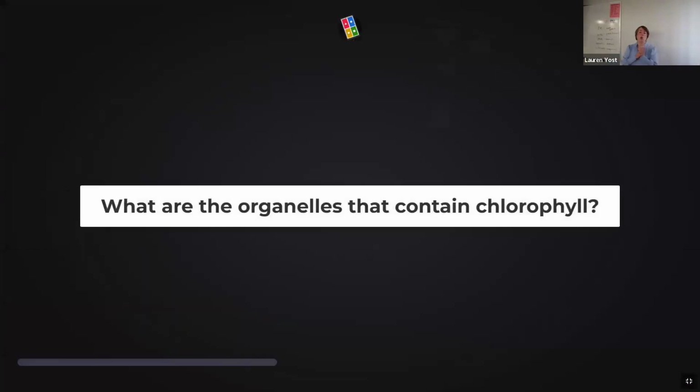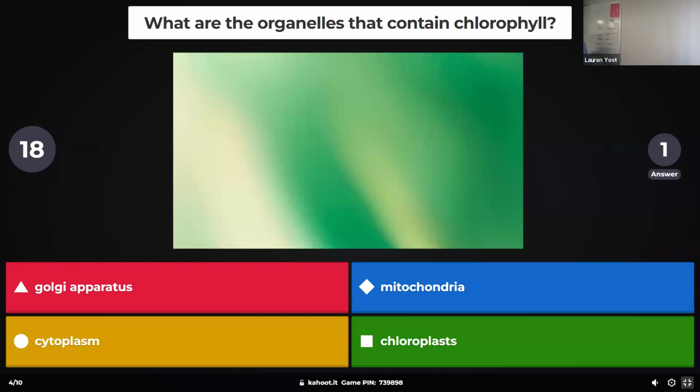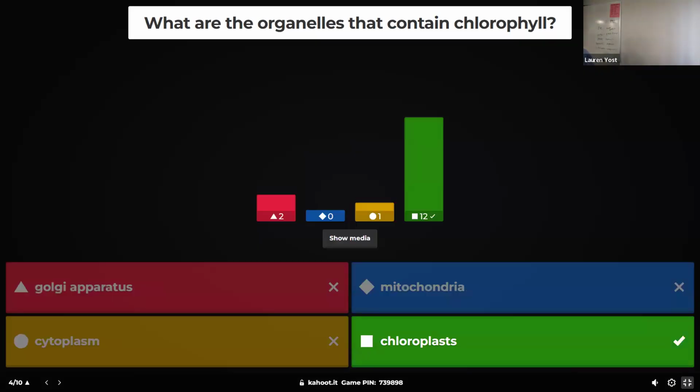Question 4. What are the organelles that contain chlorophyll? All right, so these are the chloroplasts.